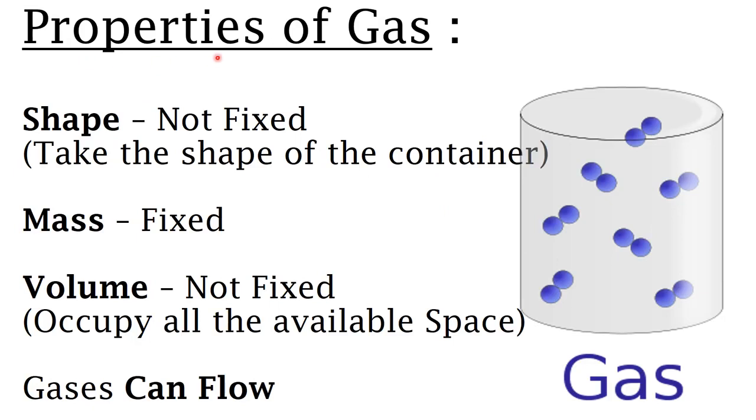Finally, properties of gas. Students, gases do not have fixed shape. As liquids, they also take the shape of the container in which they are kept. Mass, they do have fixed mass. Volume, their volume is also not fixed. They occupy all the available space.